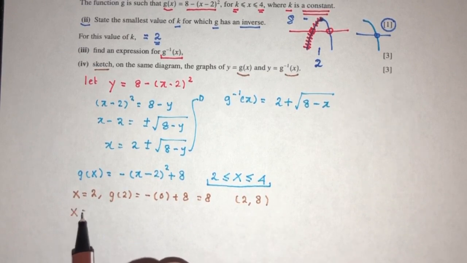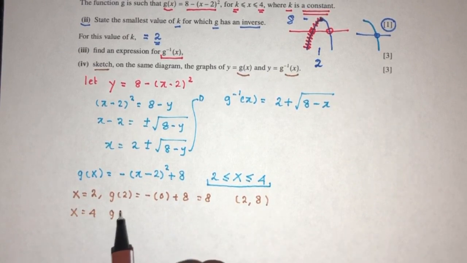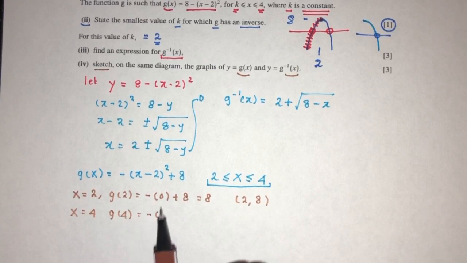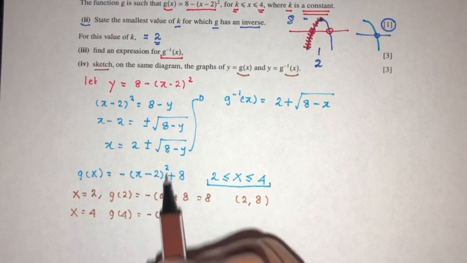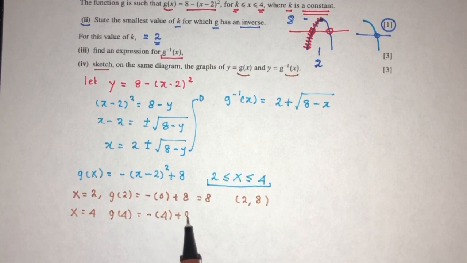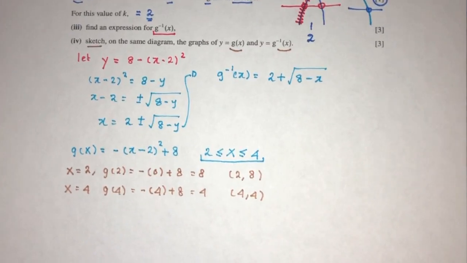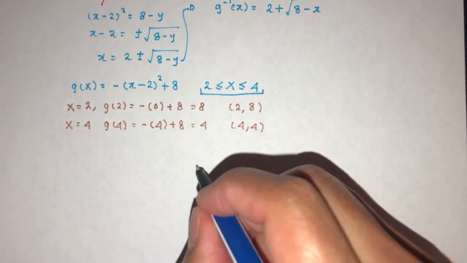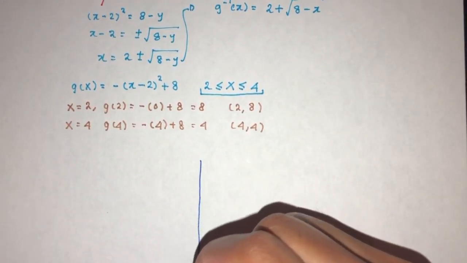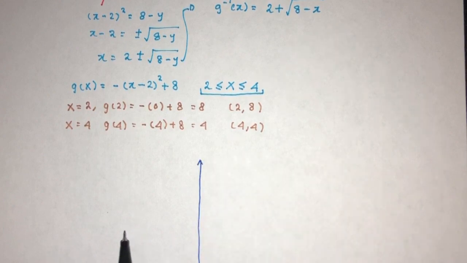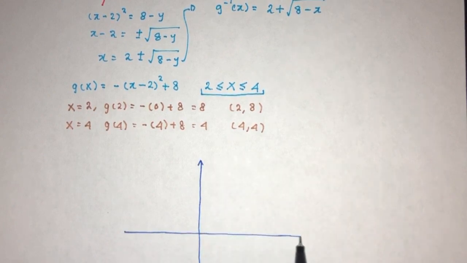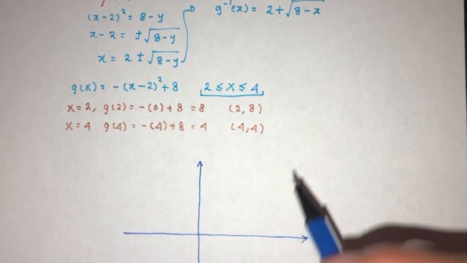Now when x is equal to 4, what is g of 4? Minus here. 4 minus 2 is 2, 2 squared is 4, minus 4 plus 8, that should be 4. The point is (4, 4). So now we have 2 points. We should be able to sketch the graph. So let me draw my axis. This is my y-axis, and this is the x-axis. Now let me mark the points that I want.